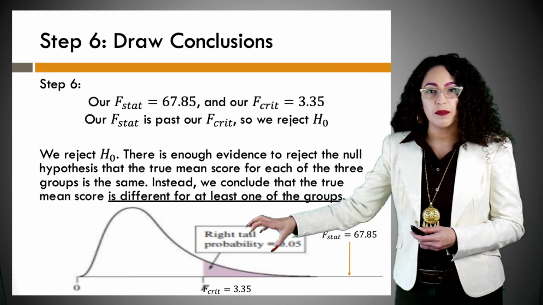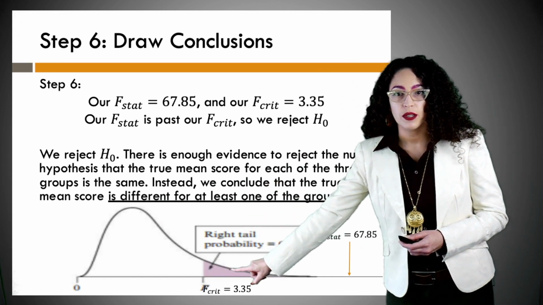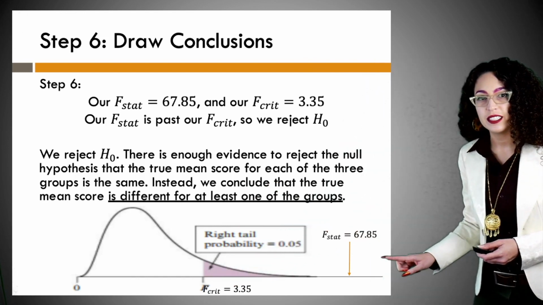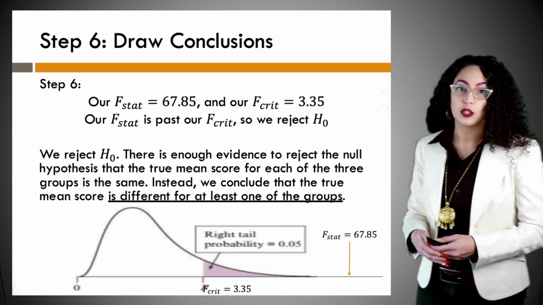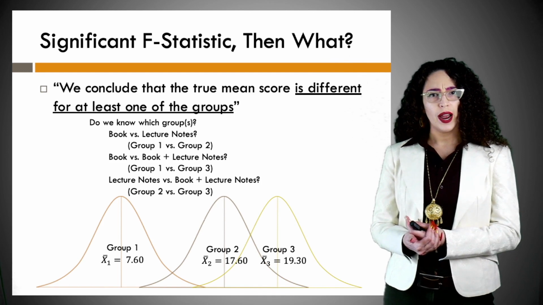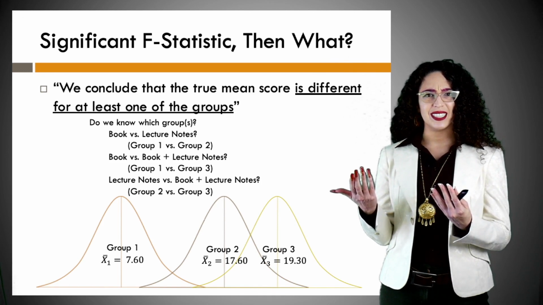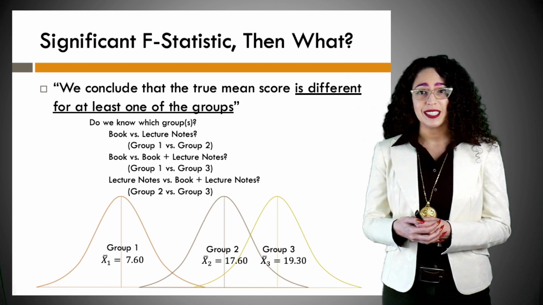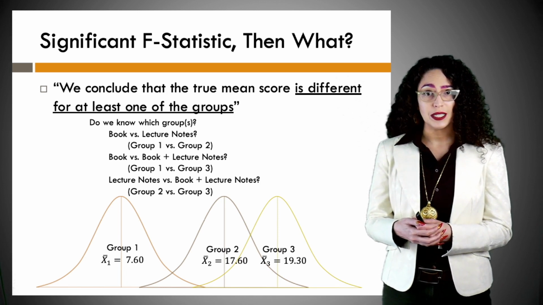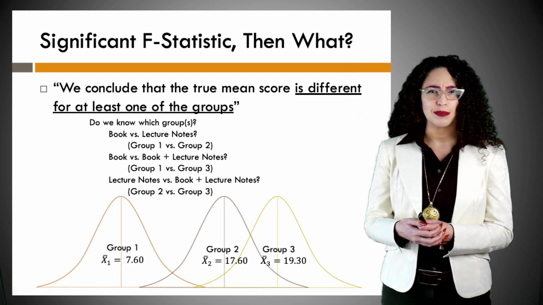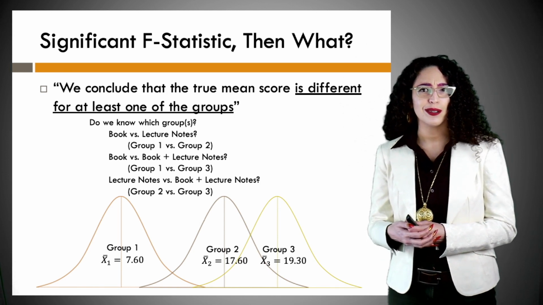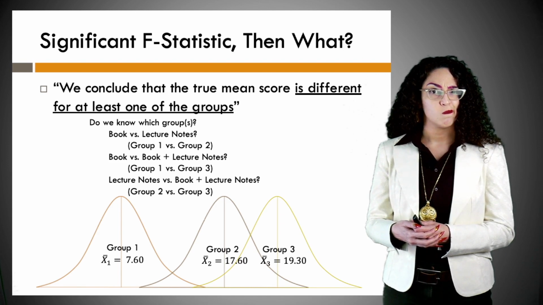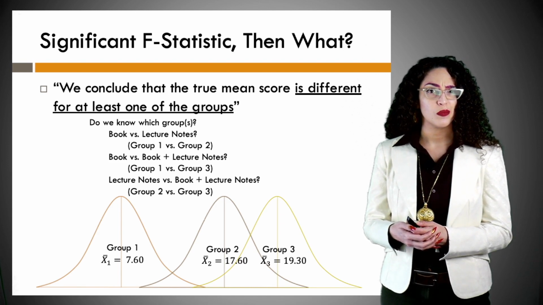And we put that 5% probability over here, put our critical value, and here is our F-statistic way out here, so super significant. All right, so we have a significant F-statistic. Now what? We can conclude that the true mean score is different for at least one of the groups. Awesome! But do we know which one? Is it group 1 versus group 2, group 1 versus group 3, or group 2 versus group 3? Now what do we do?